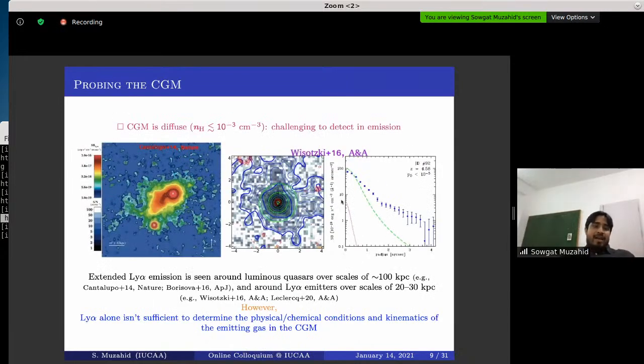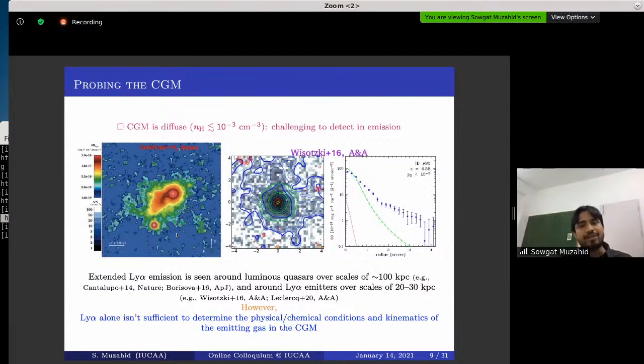So moving on, the circumgalactic medium is diffuse. As I mentioned briefly in one of my initial slides, the density of the circumgalactic medium is 10^-3 particles per cc, and therefore it's very challenging to detect in emission, though it's not impossible. For example, Sebastiano Cantalupo et al. have detected extended Lyman alpha emission from a luminous quasar at high redshift. I think that's their so-called Slug Nebula, which is at redshift 2 or 2.3 or something.